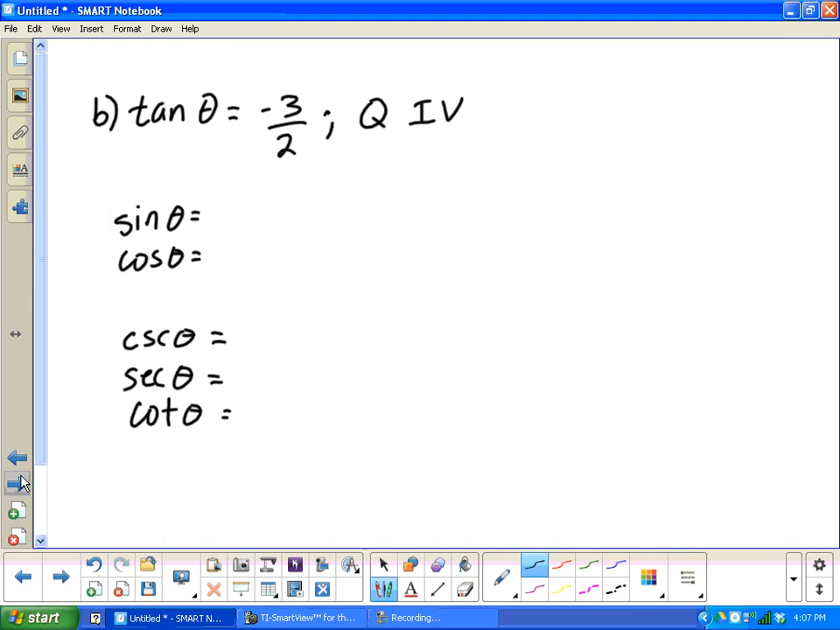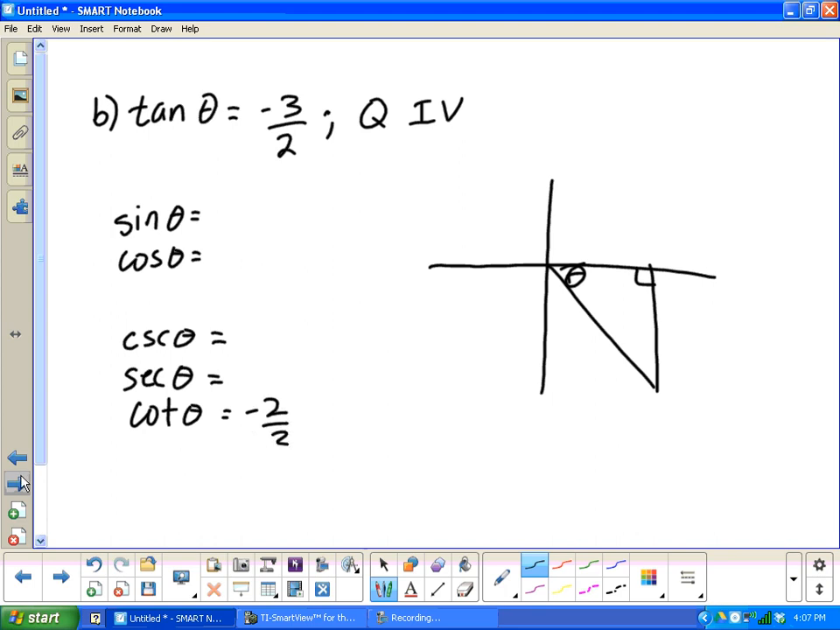Okay, we got tangent of theta is -3 over 2, and we're in quadrant 4. Let's draw our angle in quadrant 4, form a right angle with the x-axis and theta with the origin. Now, if they give me tangent is -3/2, then we should know that cotangent is going to be -2/3.